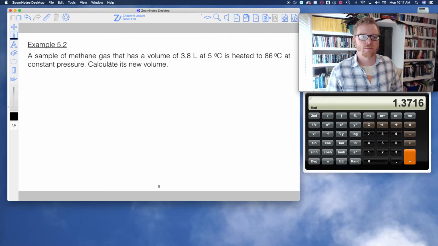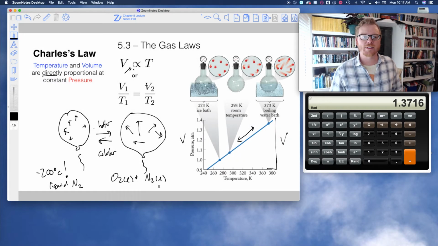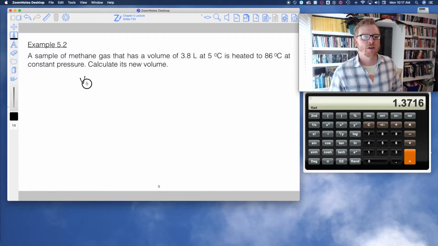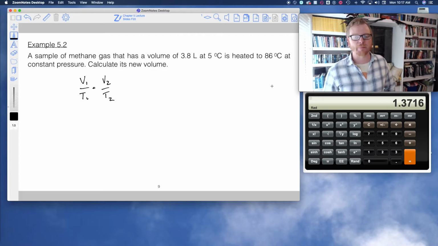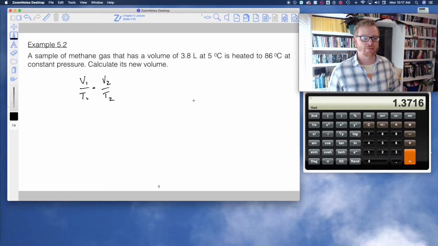So another sample calculation. A sample of methane gas that has a volume of 3.8 liters at 5 C is heated to 86 C at constant pressure. Calculate its new volume. Okay, so once again, I can use these proportionality equations. And because of the proportionality of these equations, I can leave these in degrees C. I don't have to turn them over to Kelvin. Eventually, we will have to turn our temperatures into Kelvin, and I'll tell you when, okay?